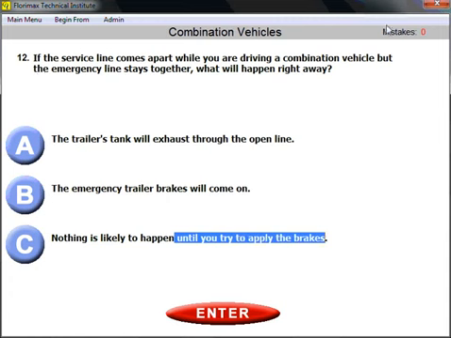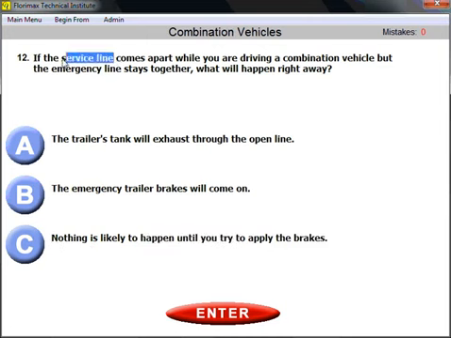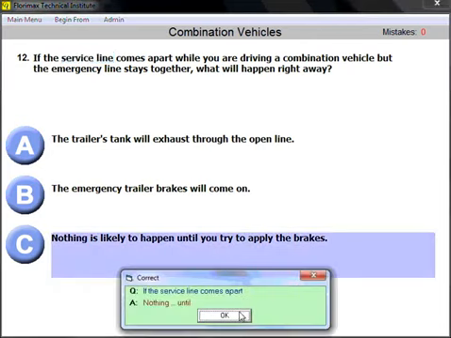The question is the same. Choices which are given to you are different compared to the previous question. But the right choice is always the same. Nothing is likely to happen. Why is that? Because service line is empty until you apply the pressure to it. That's why nothing is likely to happen. Very good.